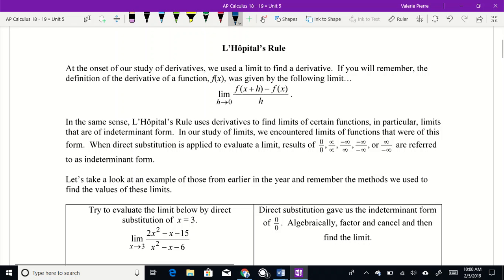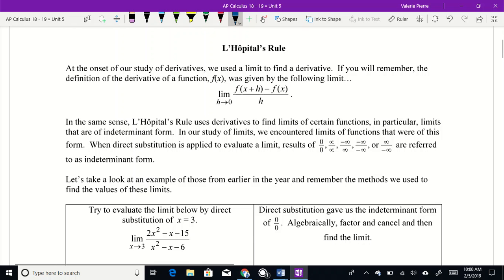At the onset of our studies of derivatives, we use the limit to find a derivative. If you will remember, the definition of the derivative of a function f of x was given by the following limit: the limit as h approaches 0 of f of x plus h minus f of x, all over h.